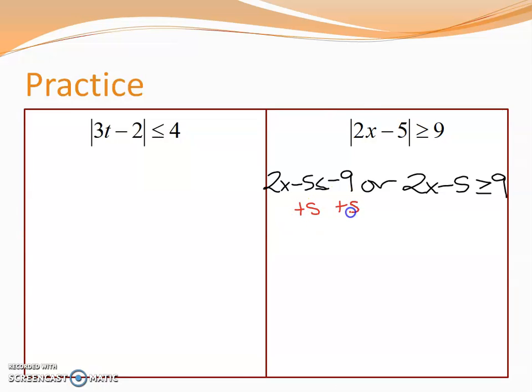Add 5, add 5. I get the 2x is less than or equal to negative 4. Divide both sides by 2. I get that x is less than or equal to a negative 2. Don't need to flip the sign there. Divide it by a positive number.